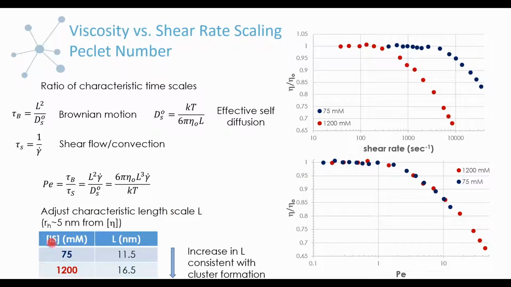And so when I did this for our two systems with the different ionic strengths, I see that I had an increase in the length scale for the higher ionic strength system. So again, this is going to be consistent with the idea that as we increase the salt, we're potentially introducing this salting out process and forming clusters or aggregates. And with this adjustment, I was able to basically develop a master curve with the two protein samples that I was looking at.